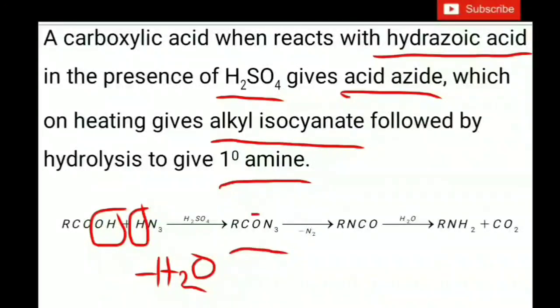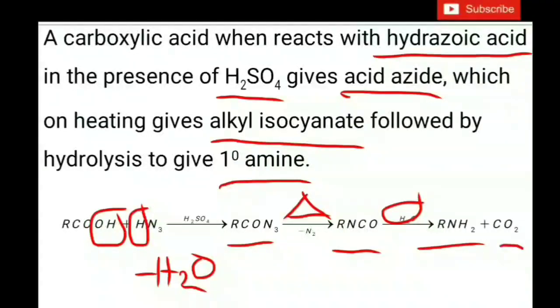RCO group is called acyl group. Acyl azide will be formed, which is also called acid azide. So when this acid azide is heated, nitrogen gas will be released from this molecule and will give you alkyl isocyanate. When this alkyl isocyanate undergoes hydrolysis, you will get the mixture of primary amine and carbon dioxide gas.